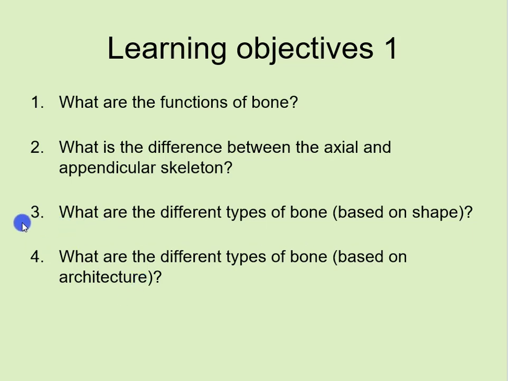Well, that's because learning objective number three is, what are the different types of bone based on shape? Meaning that we categorize bone based on their shape. But number four, what are the different types of bone based on their architecture, which is just a different system that we use to categorize bone. Okay, so let's start with the functions of bone.